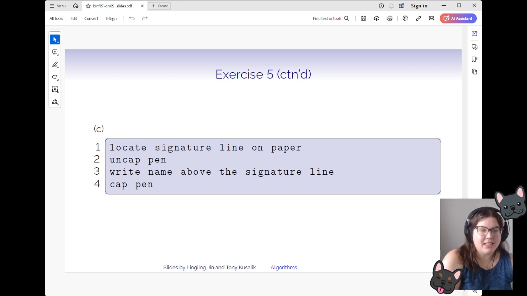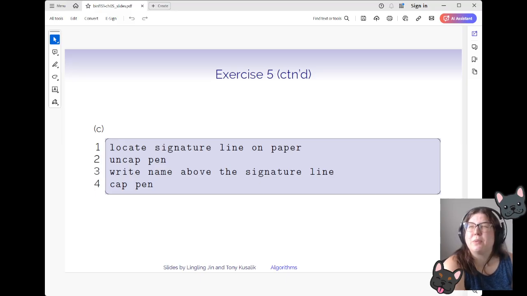And then our last example we have here is an algorithm that says locate a signature line on paper, uncap the pen, write the name above the signature line, and then cap the pen. So this is likely an algorithm for signing some kind of document. What kind of document? We don't really know. It could be a contract of employment. It could be a loan application.